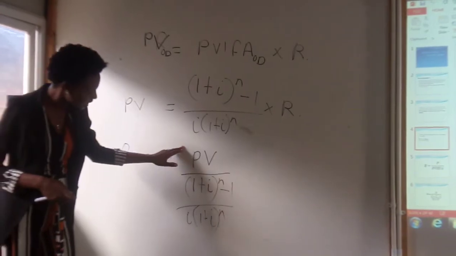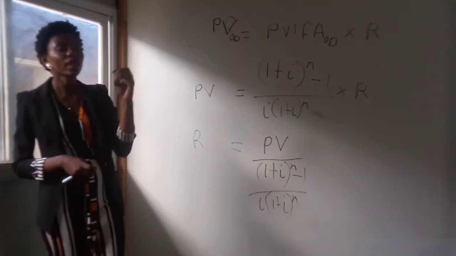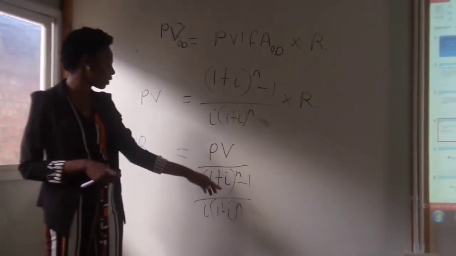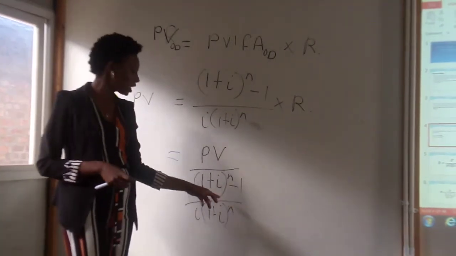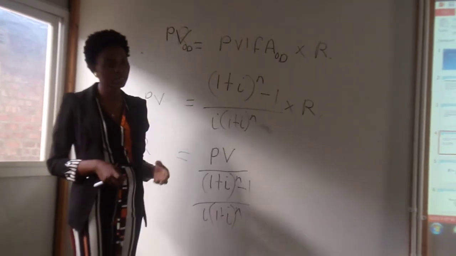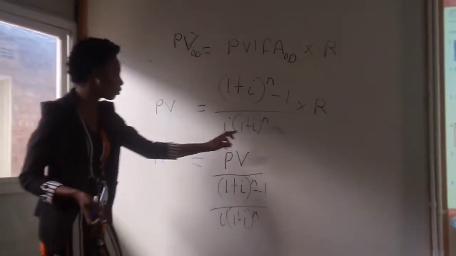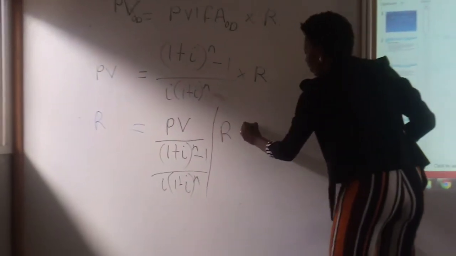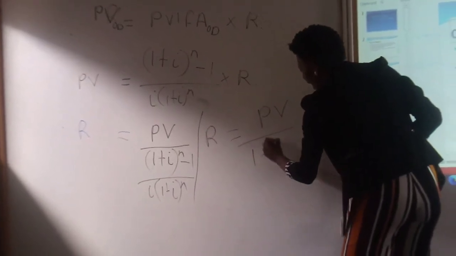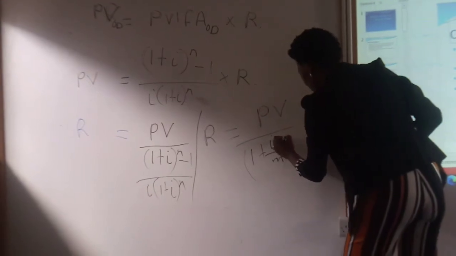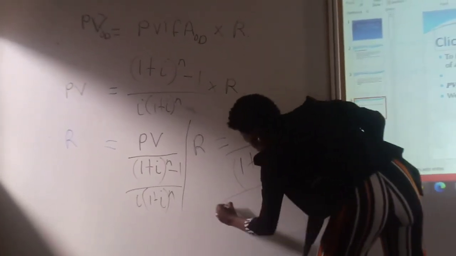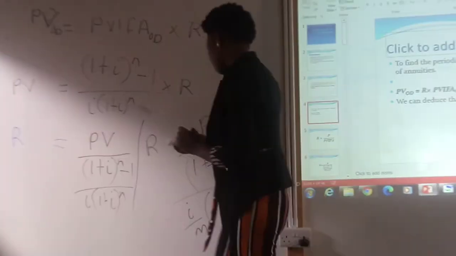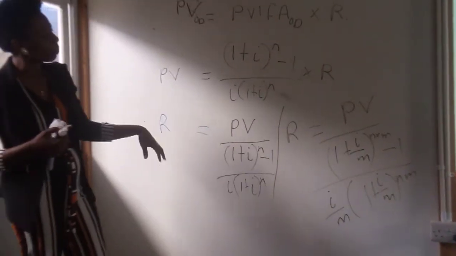There can be scenarios whereby we are compounding more than once. As we said in our previous lecture, if we are compounding more than once, we divide our interest by the number of times we are compounding, and we also multiply our time by the number of times we are compounding. So if we rewrite this, it becomes R is equal to PV over [(1 plus i over m) to the power of n times m, minus 1] all over [i over m times (1 plus i over m) to the power of n times m]. This is when we are compounding more than once.